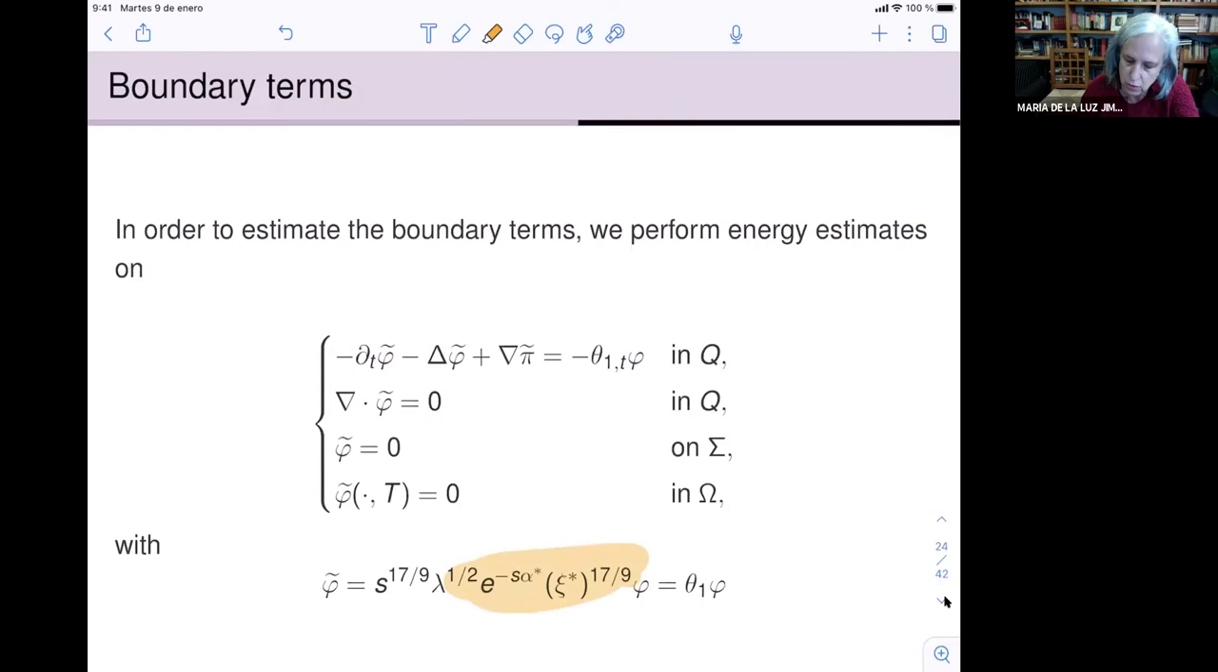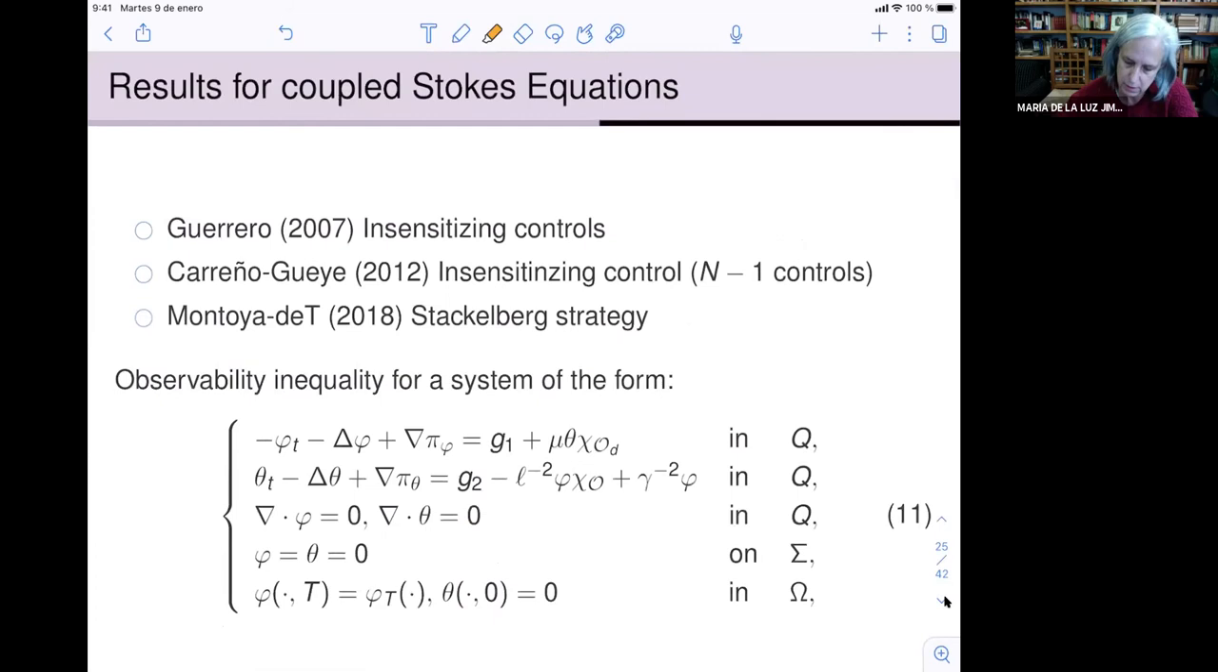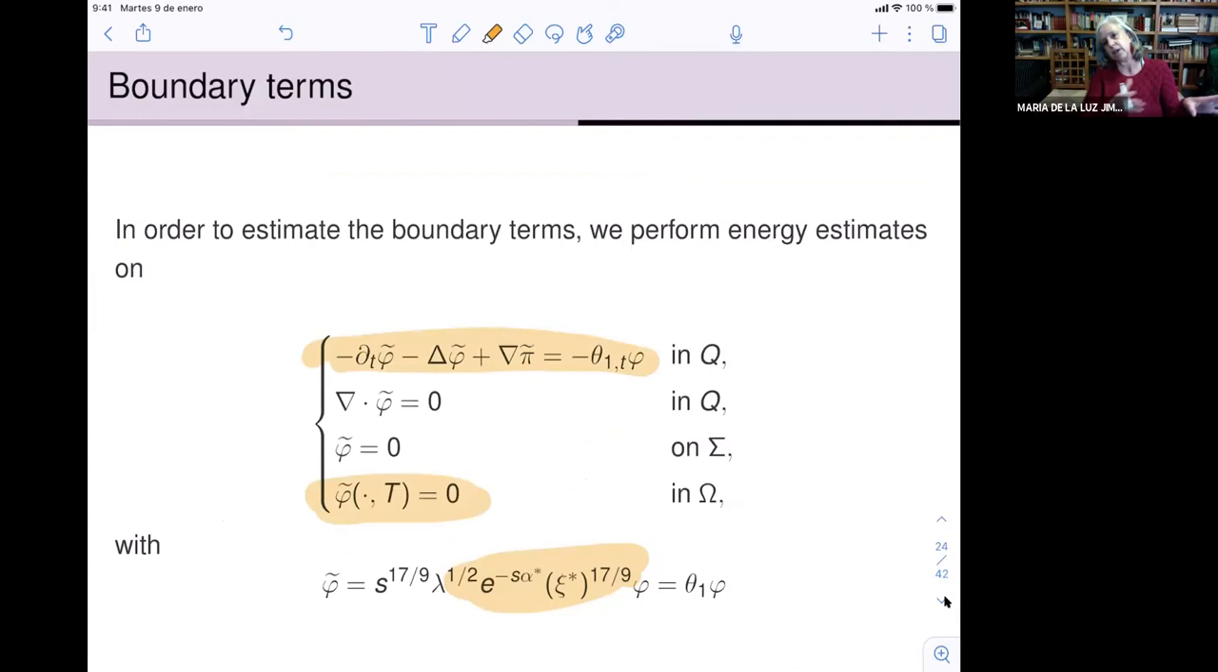Okay, so you will have a non-homogeneous Stokes equation, and the initial datum will be zero because the weight vanishes at capital T. Okay, working with that, you're able to estimate everything. The key point is to use that the Laplacian of the pressure is equal to zero, so you can transform, with an appropriate operator, the Stokes equation into a heat equation.